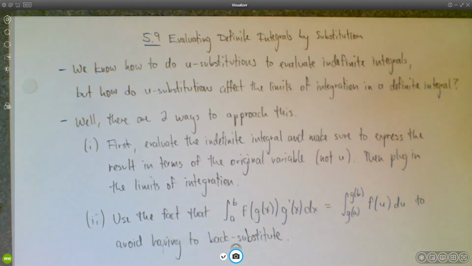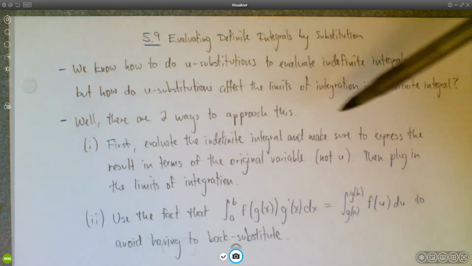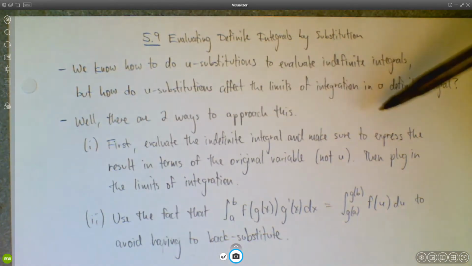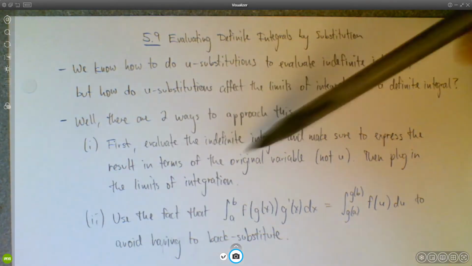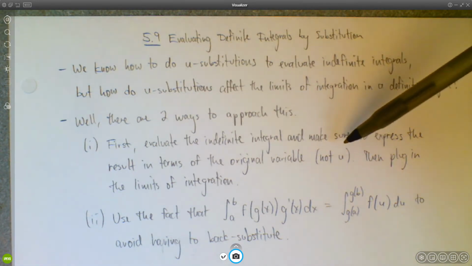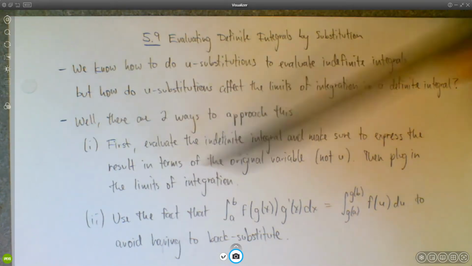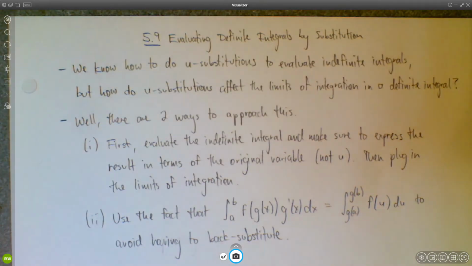There are really two ways to approach it. So the first way is to just evaluate the indefinite integral. Make sure to express the result in terms of the original variables. So if you're using a u-substitution, but your original variable was x, make sure to express your result in terms of x, right? And then plug in the limits of integration into the function you got in terms of your original variable, right? So that's one way to do it.